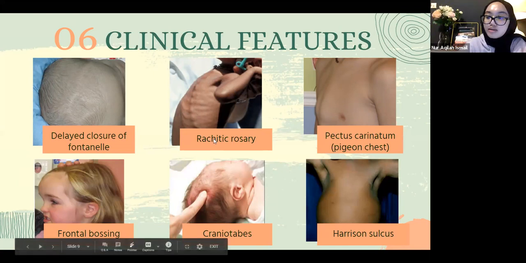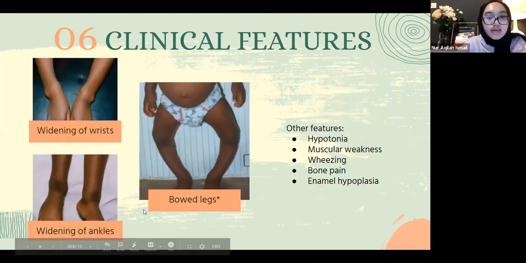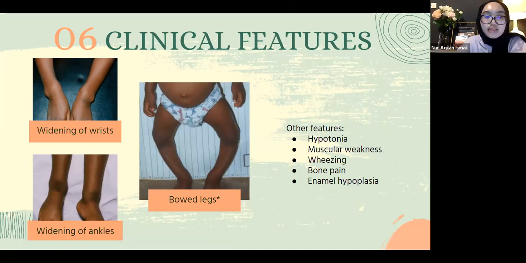Some other clinical features like widening of the wrist and widening of the ankle and bowing. And this bowing of the legs depends on the age of the patient as well as the weight bearing patterns in the limbs. For example, in infants, the bowing is more common in the forearm or the upper limb. Compared to a toddler who has started to walk, the bowing would be more of the legs, just like in this picture. Other features can include hypotonia, muscular weakness, wheezing, bone pain, and enamel hypoplasia.